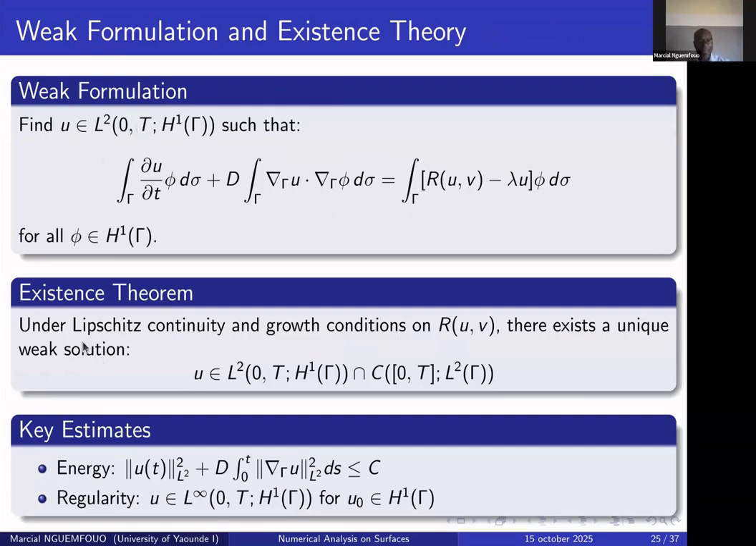And the existence theorem under the Lipschitz continuity and growth condition on R. Under this condition, there exists a unique weak solution, U, in this space. Some key estimate for the weak solution is the energy estimate. For a detailed calculation, I can send it to you because I have it in my paperwork. Seeing here, I cannot show all the detail. And the regularity is obtained like this, with this condition for the initial condition in H1 of gamma.